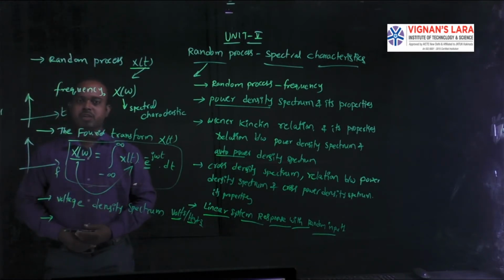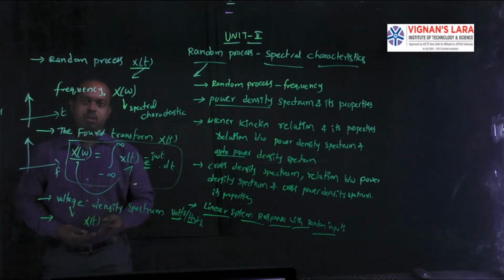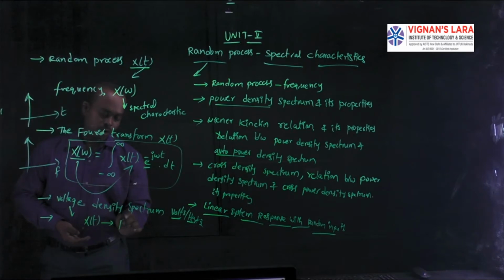But here the voltage density spectrum is not able to give all the values of the random process x of t. The voltage density spectrum is not able to give the complete values of the random process x of t. That's why we can go for the power density spectrum.